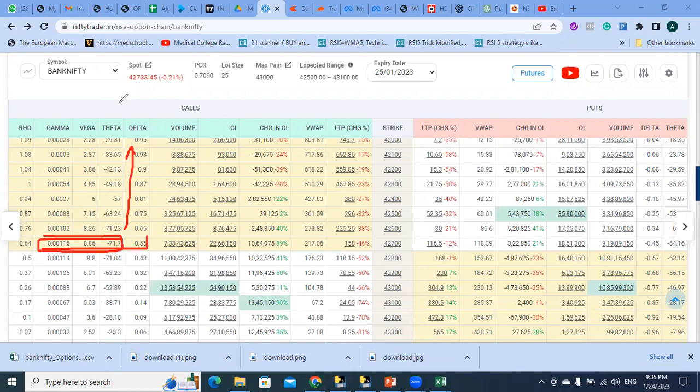Now imagine what will happen if Nifty starts moving from 42,700 to 43,000. As soon as this starts moving, this delta, which is 0.5, when Bank Nifty goes to 42,800, this delta, will it remain 0.5?